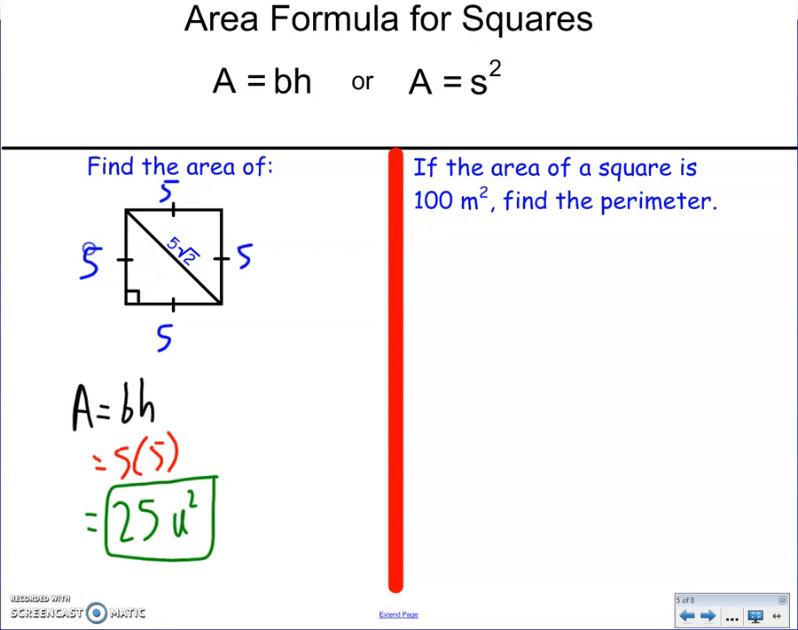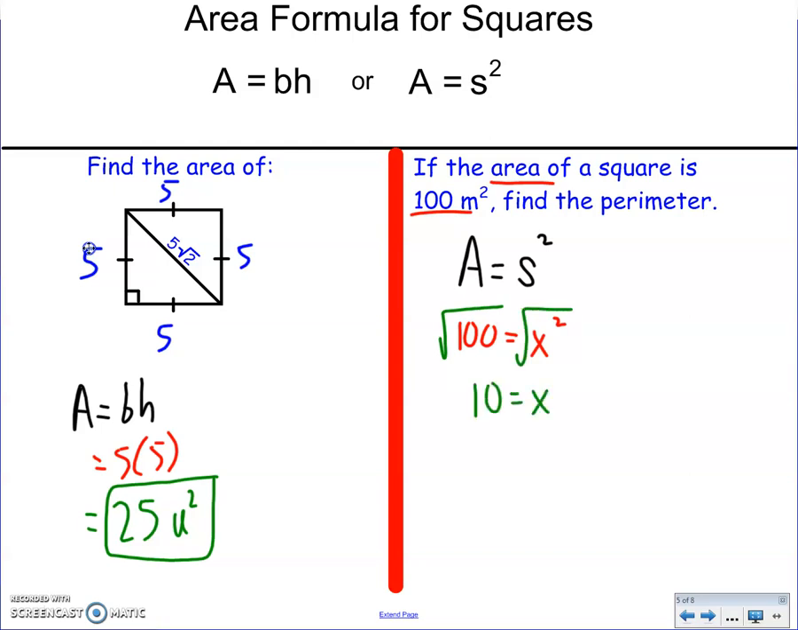Over here, the area of a square is 100 meters squared. Find the perimeter. Be careful, they're not asking for the area, they're not asking for the side. So write the area formula. Area equals, I'll use side squared this time. Fill in the numbers. They said area is 100, so 100 equals x squared. Remember, to undo the square power, you've got to square root both sides. You get 10 equals x.